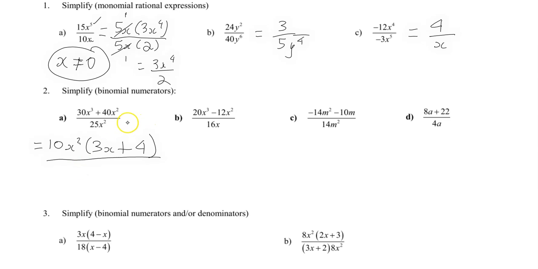The denominator, and actually, you know what? We can state the restriction right here. X cannot equal 0. And let's say 10 and 25. The biggest number that goes into 10 and 25 is 5. The biggest power of x that goes in is x squared. And 5x squared, to get 25x squared, we'd have to multiply by 5. So we're factoring this out, right?